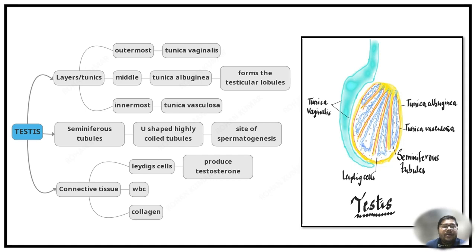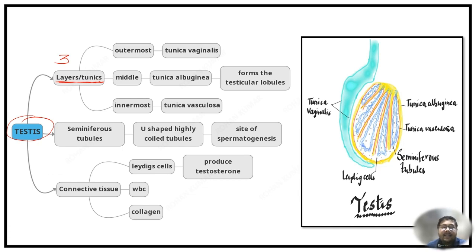Okay. So now we are going to study the components of the testis. The testis is composed of three things. It is composed of layers or tunics. Layers or tunics are the outer coverings of the testis. There are three major layers or tunics of the testis.